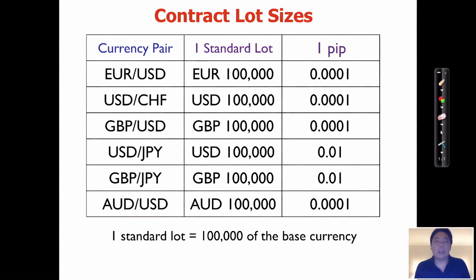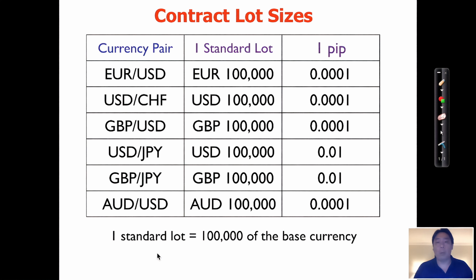Alright, so the next thing to understand is contract lot sizes. In the forex markets, when you buy or sell, you're buying units of currency in lots. One standard lot that you buy is always 100,000 of the base currency. So if you buy 1 lot of Euro USD, you're actually buying 100,000 euros. If you buy 1 lot of dollar franc, you're buying 100,000 US dollars. So it goes by lots. And again, 1 pip is the 4th decimal place for non-yen pairs, and for yen pairs like dollar yen, pound yen, it is the 2nd decimal place. So just remember, 1 standard lot is 100,000 of the base currency.